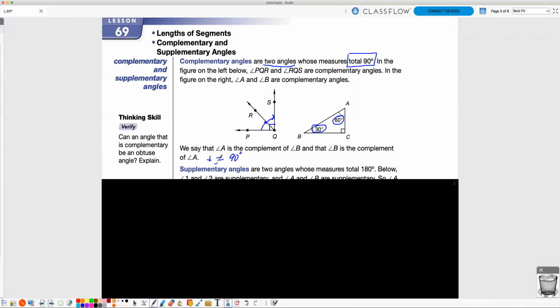So whatever the two angles are, they add up to 90. And that would be complementary. Those are considered complementary angles.